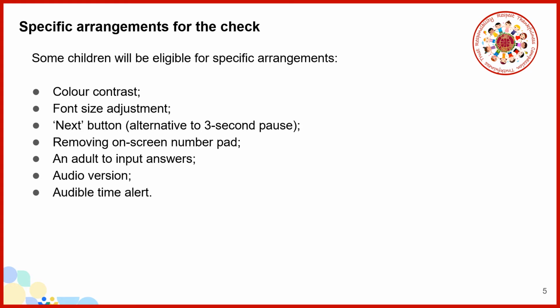Specific arrangements for the check. Some children will be eligible for specific arrangements, ranging from colour contrast, font size adjustment, a next button. This will work as an alternative to the 3-second pause to allow the children to move on to the next question when they are ready to. Removing the on-screen number pad, having an adult to input the answers for them, an audio version, and an audible time alert.